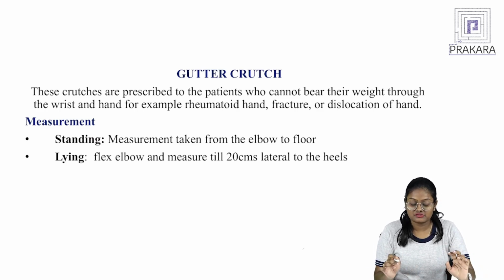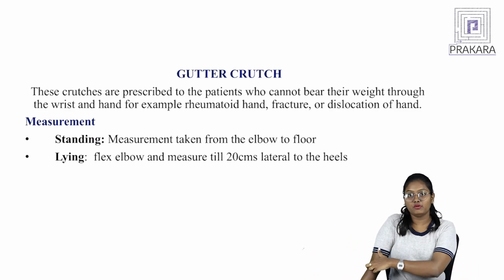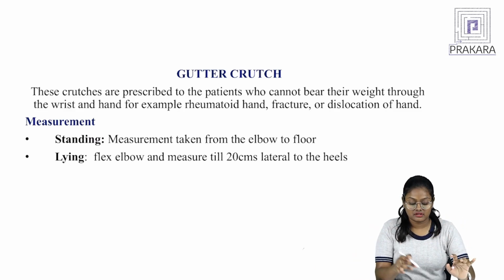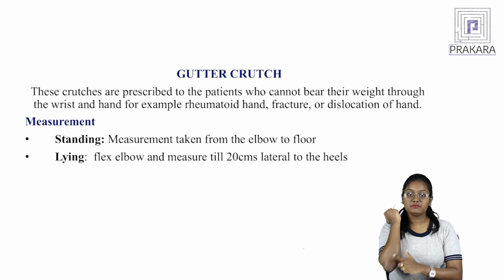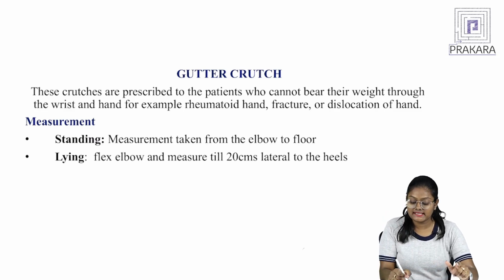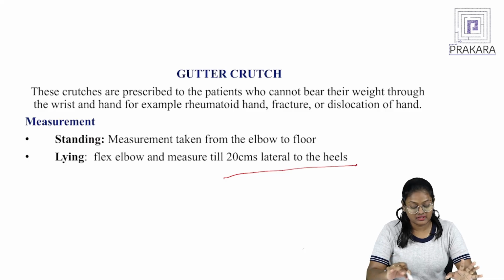In standing position, we measure from the elbow to the floor. We ask the patient to place his hand down, and from the elbow to the floor we measure. In lying position, we ask the patient to flex the elbow, and from the flexed elbow we measure 20 centimeters lateral to the heel. Right, that is the measurement done for the gutter crutch.